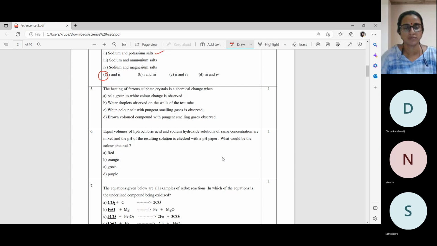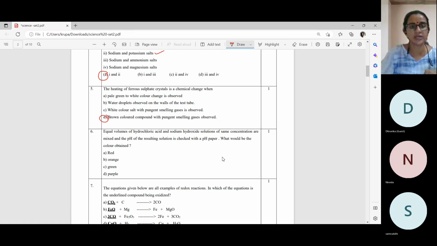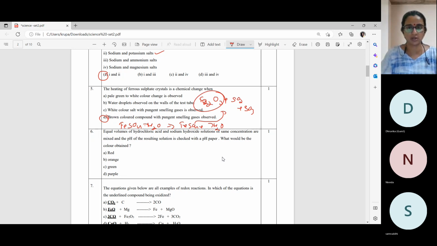Brown colored compound with pungent. Yeah, this is what even I would say. Okay. All right. So this is because we are looking at FeSO4·7H2O breaking down into FeSO4 plus 7H2O, and the FeSO4 further degrading into Fe2O3 plus SO2 plus SO3. This Fe2O3 is the brown colored compound, and your sulfur dioxide is your pungent smelling gas.